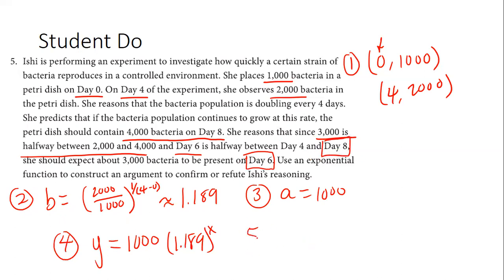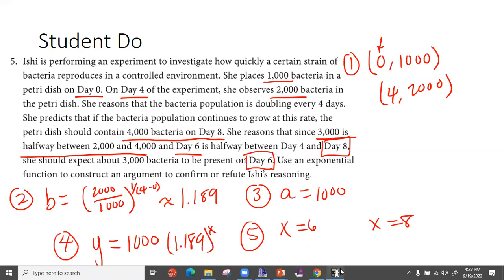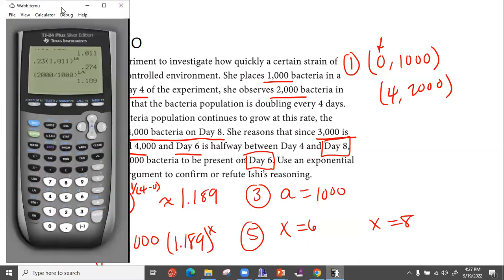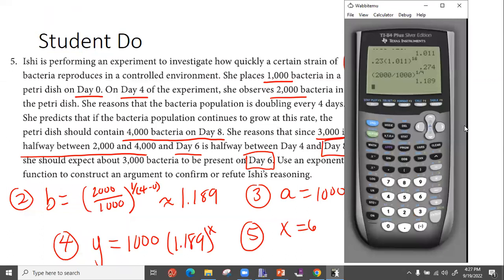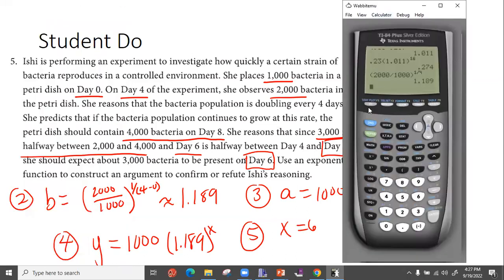When I have more than one X value to find, I like to use the table. So we have X equals 6 and we have X equals 8. So this time I'm going to utilize the table. I'm going to go to Y equals, and I'm going to put in 1,000 times 1 and 189 thousandths to the X.